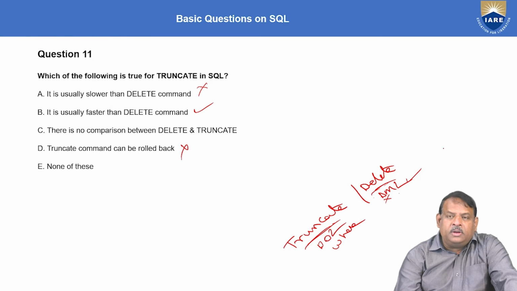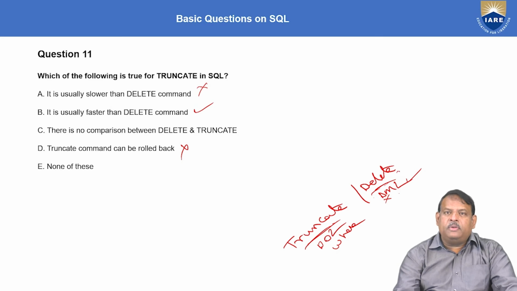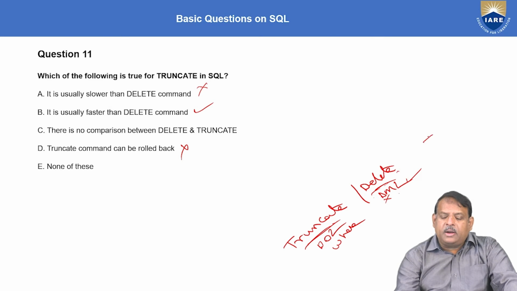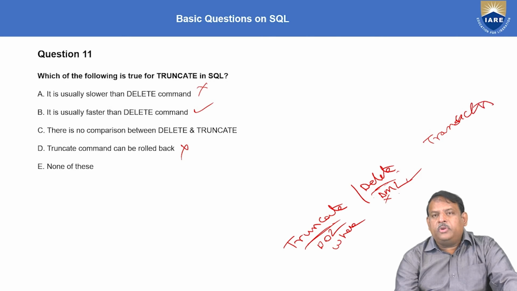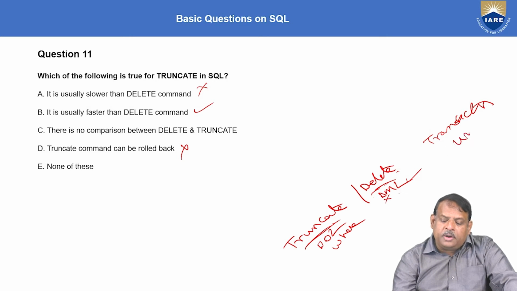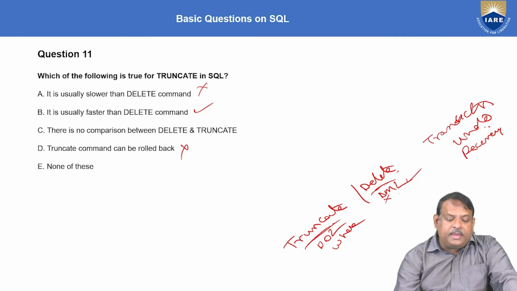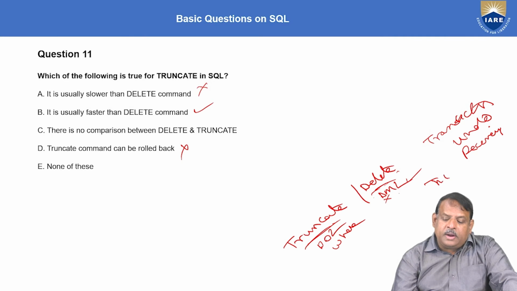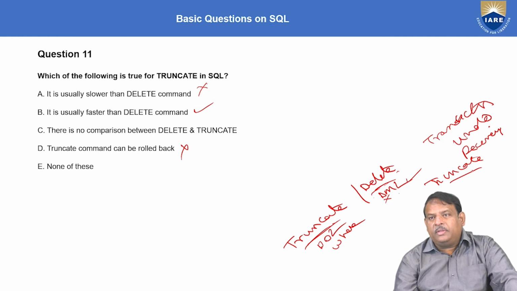So when you use a delete option, if you're part of a transaction, you have the option of undoing it, revoking it. That means you can recover your data back. But in the case of truncate, your data is gone forever. There's no means of recovering the data.